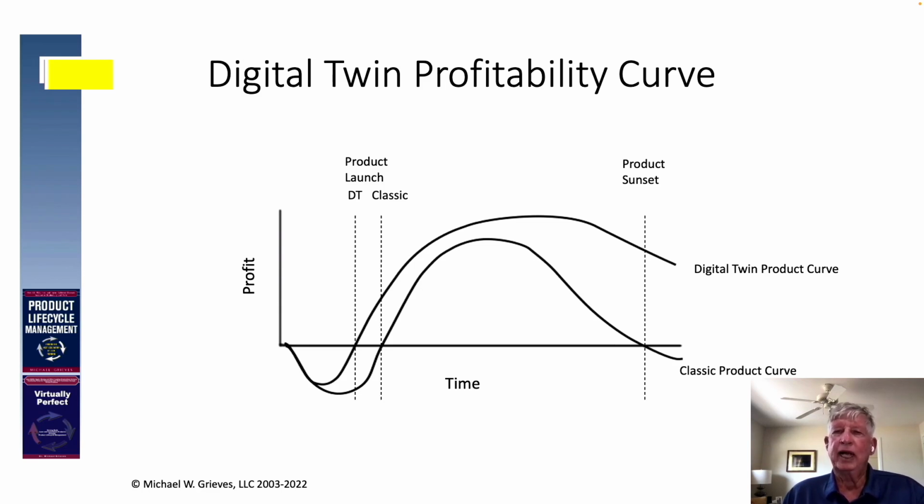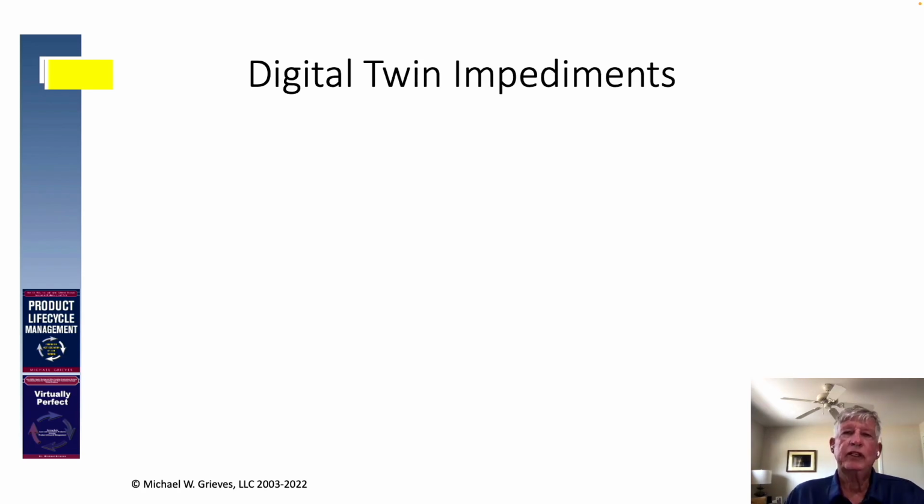Apple phones is probably a great example of that, in that Apple still sells songs and applications on their product long after they've stopped selling a particular product model. So this is a major impact that the digital twin can have on profitability curves of today's organizations.